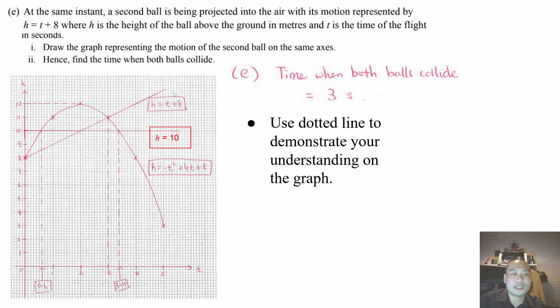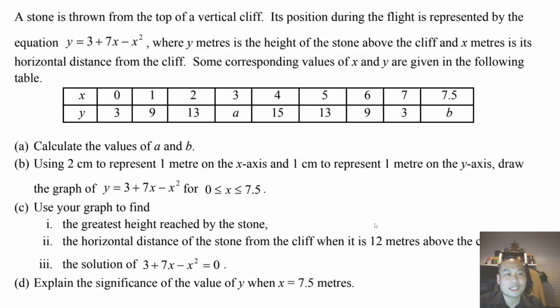After you draw this line, they want us to find the time where both balls collide. That means where both balls meet each other. That means the intersection point right here. So same thing at the intersection point, use dotted line to guide all the way down. You realize that the two balls are in the same position when t equals 3. So just write it down, 3 seconds. That's the solution. Well, I hope you're successful.